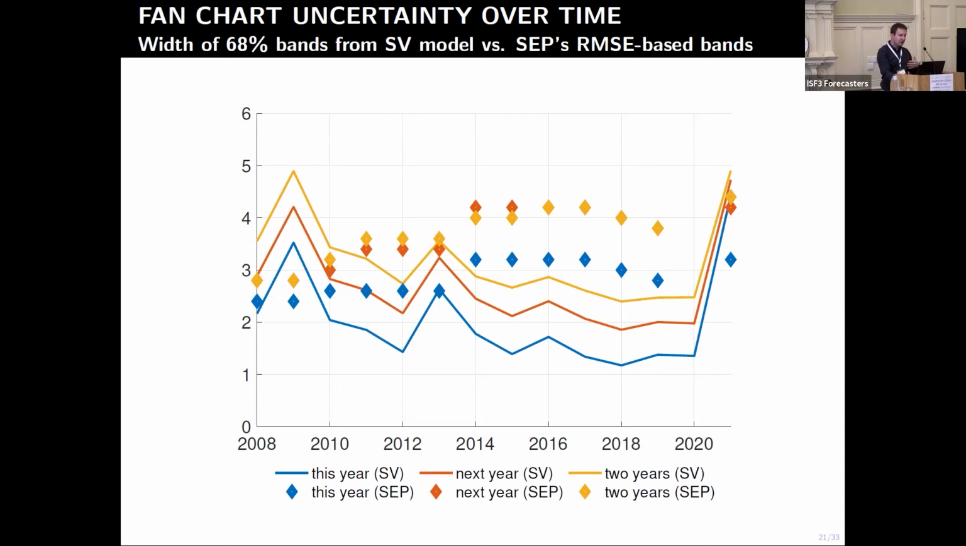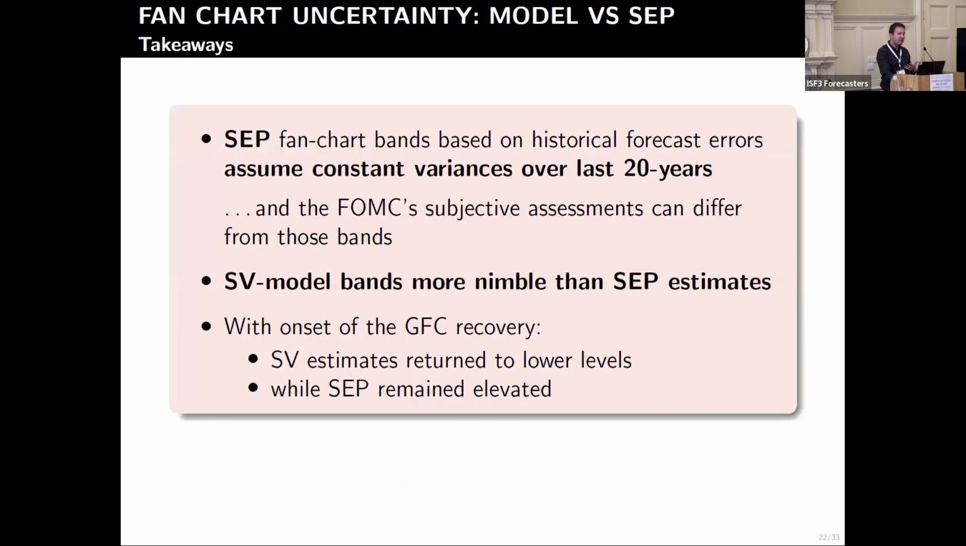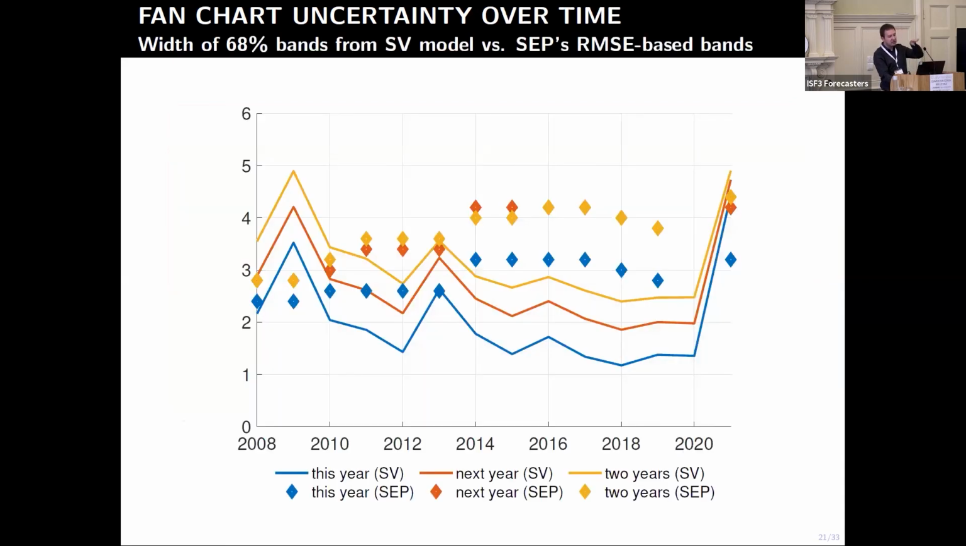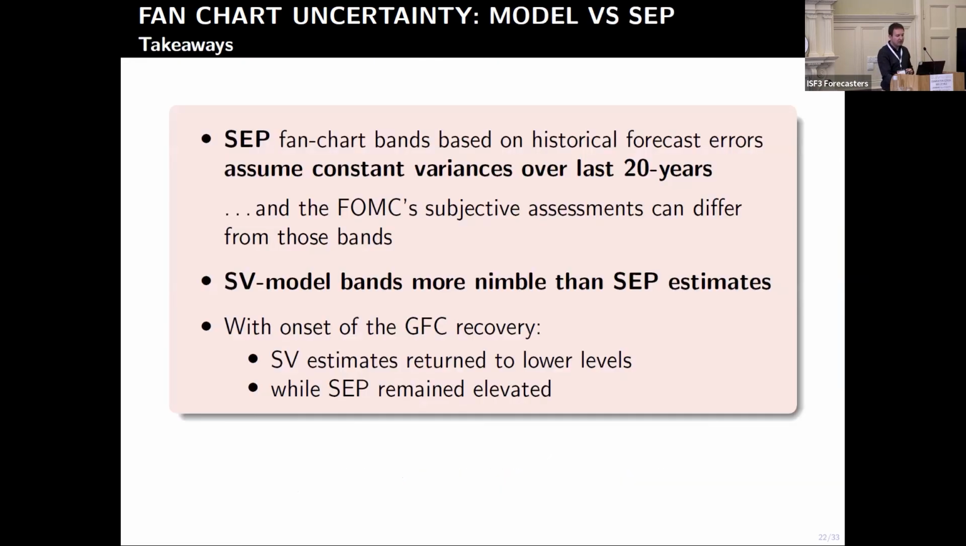So here you can see that these fan charts based on historical forecast errors assume constant variances, but the stochastic volatility approach is able to more closely track the volatility that you see in the economy. In terms of stochastic volatility, it decreased after the great financial crisis, while the SPF bands remained elevated.